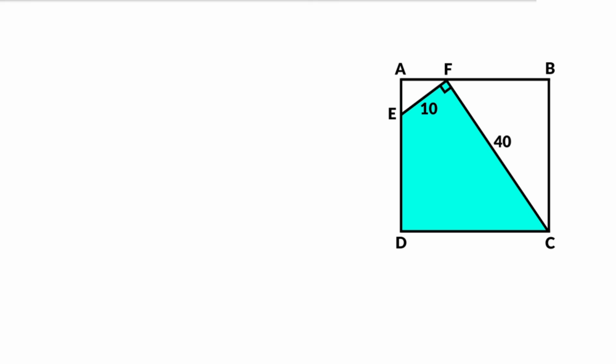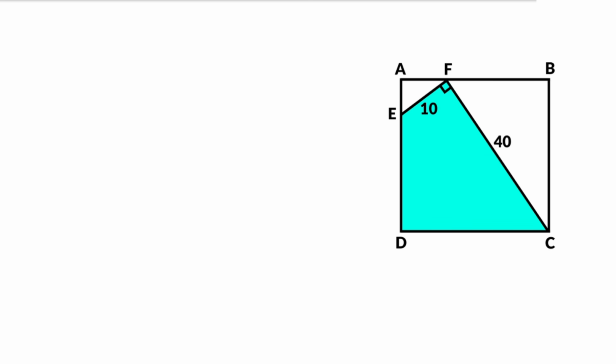All right. This geometry puzzle is extremely satisfying once everything clicks together. We have a perfect square, A, B, C, D. And inside the square is this blue shaded quadrilateral. Our mission? Find the exact area of the entire blue region. Let's start collecting the clues.